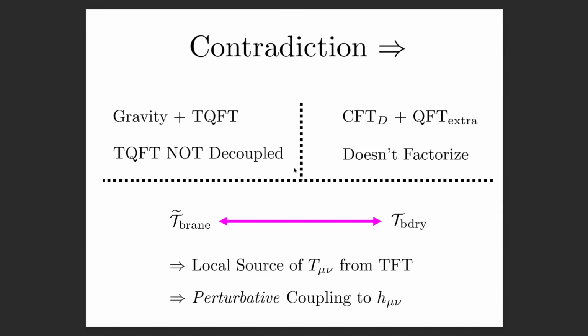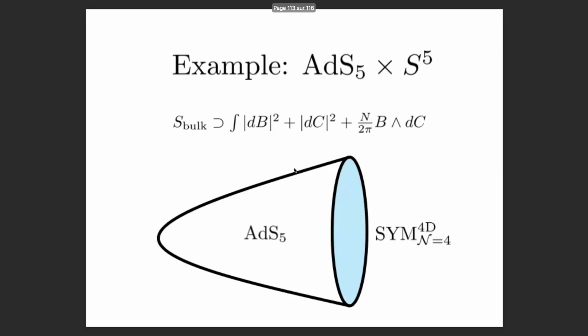That's actually a much sharper statement. That means that there's some local source for the stress tensor from the TQFT. That's a perturbative coupling to the graviton. So we went from having something that was totally decoupled to saying, well, decoupled, but only non-perturbatively due to some saddle point configuration. And now I'm saying something even more violent has happened. TQFT fields actually know about the metric at the level of linearized fluctuations. So far worse.